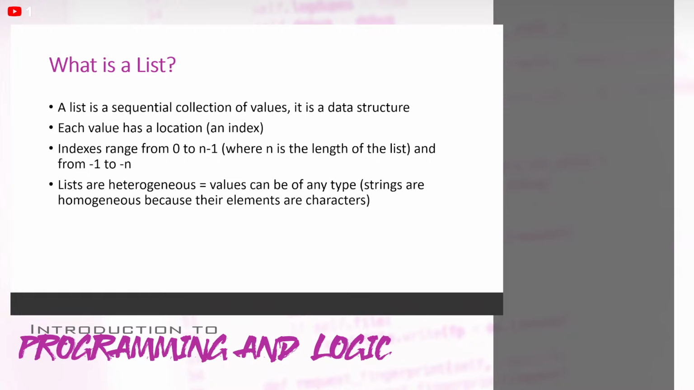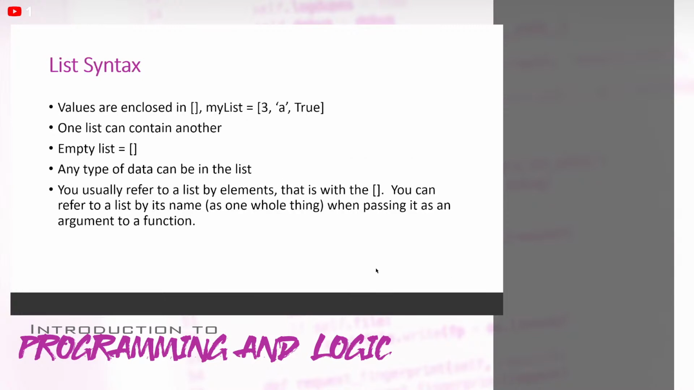In Python, which is a stark difference compared to other programming languages, lists are heterogeneous. Meaning that I can have many different types of data in a particular list. All right, so I believe we have an example of this on the next slide here when we're talking about list syntax. So I will go there. Yes, indeed.